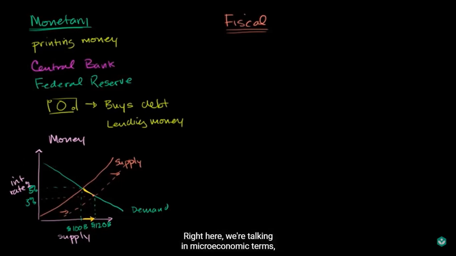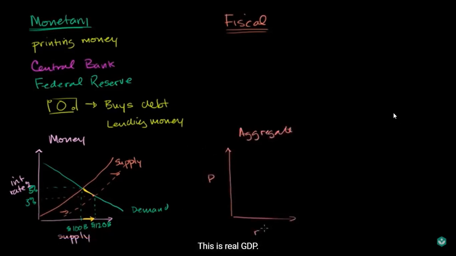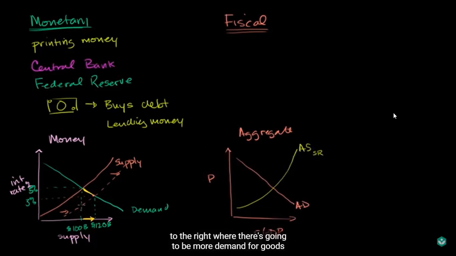Right here we're talking in microeconomic terms, but if we think about aggregate supply and demand, so this is aggregate, this is price, this is real GDP, this is our aggregate demand. And then our short run aggregate supply might look something like this. Aggregate supply in the short run. And so if we're shifting aggregate demand to the right, where there's going to be more demand for goods and services, these people are going to borrow this money and spend it, you are going to stimulate the economy. So if this shifts to the right, you have a situation where real GDP will go from this state to this state right over here. So it was expansionary.